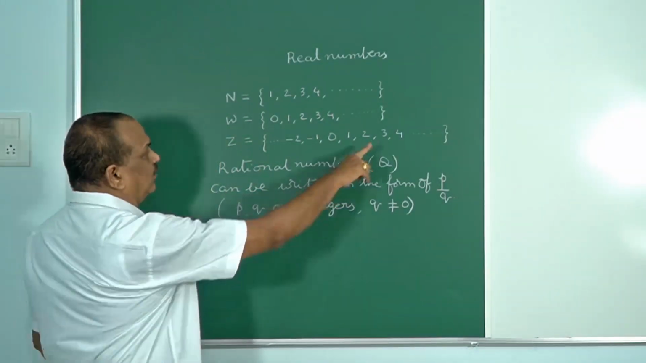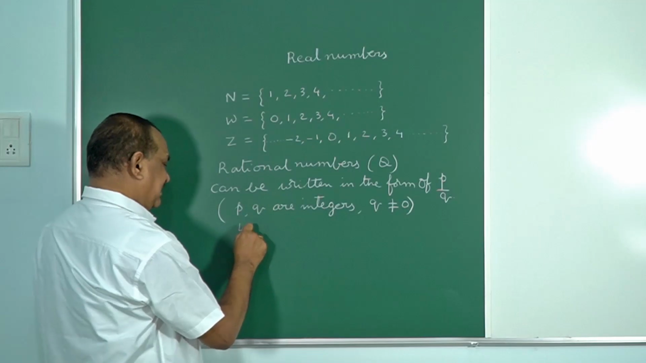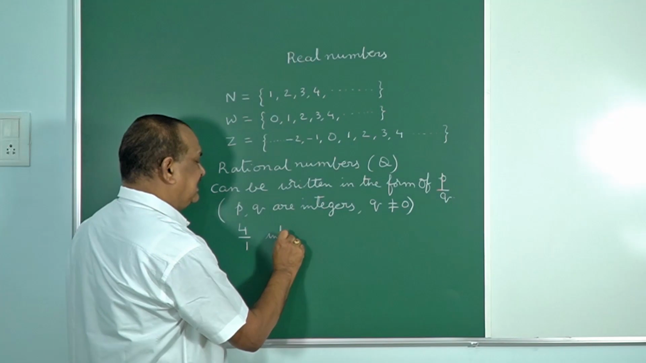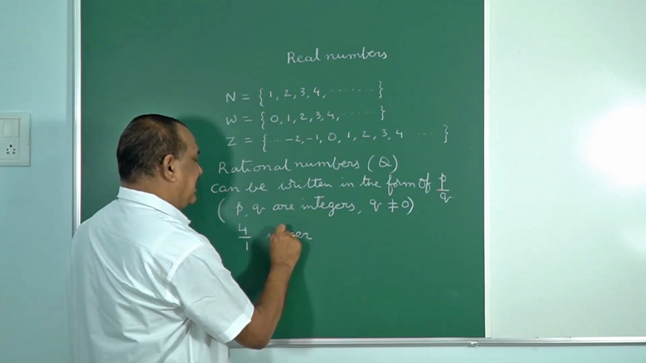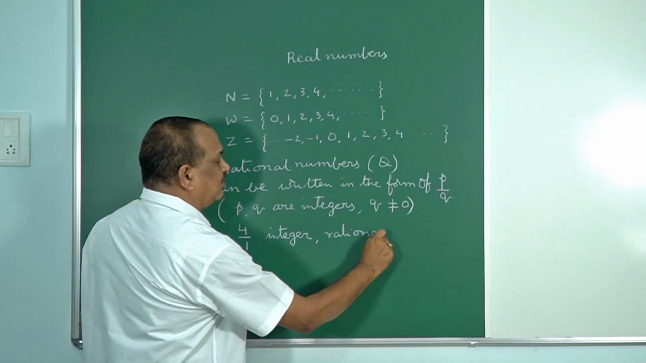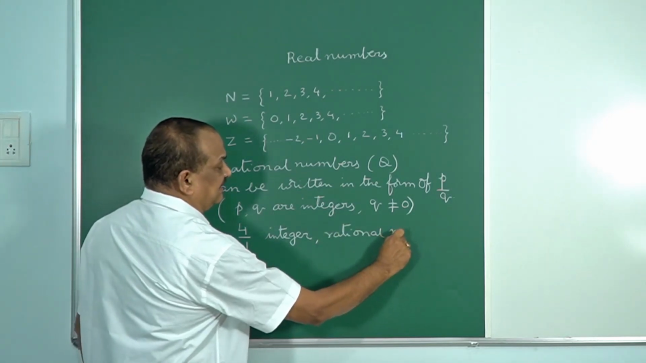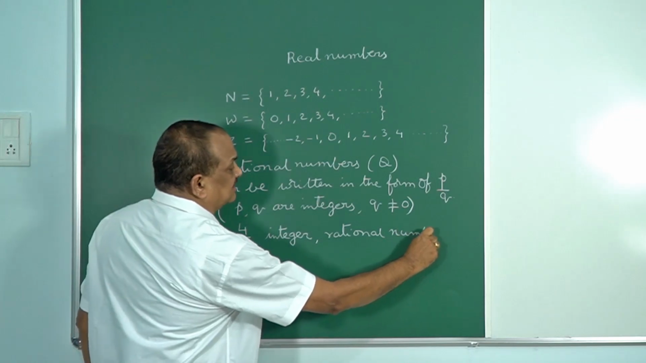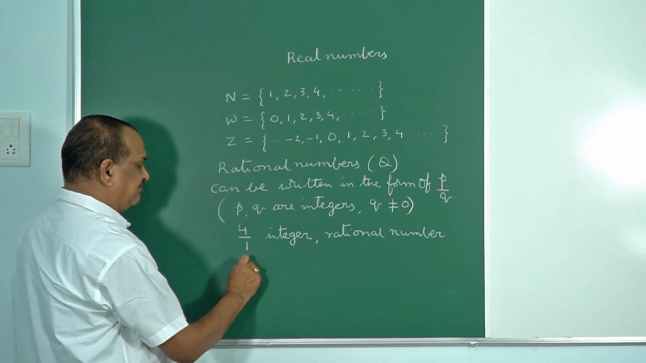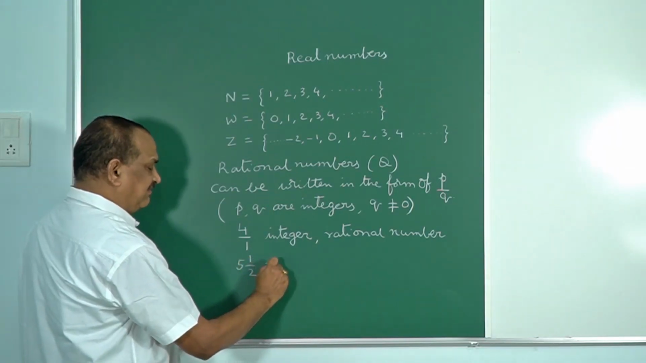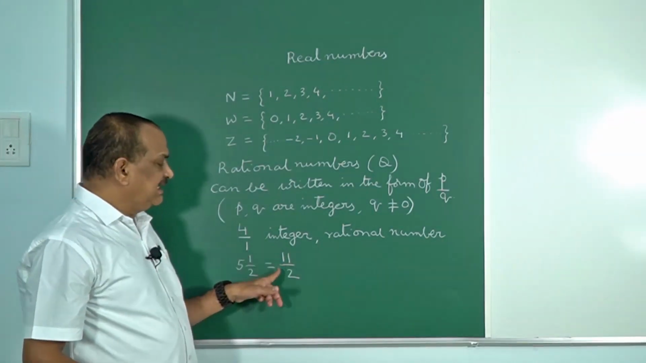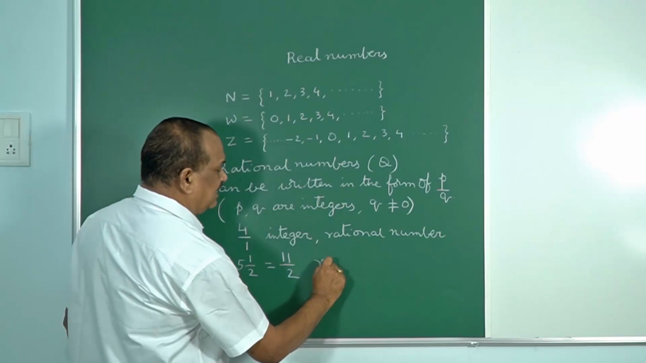Let me tell you how 4 is a rational number. 4 can be written as 4 by 1. So this is an integer, and it is also a rational number. It belongs to both categories. Suppose you have a fraction like 5.5. This 5.5 is the same as 11 on 2. So you have integer by integer form. So this is also a rational number.